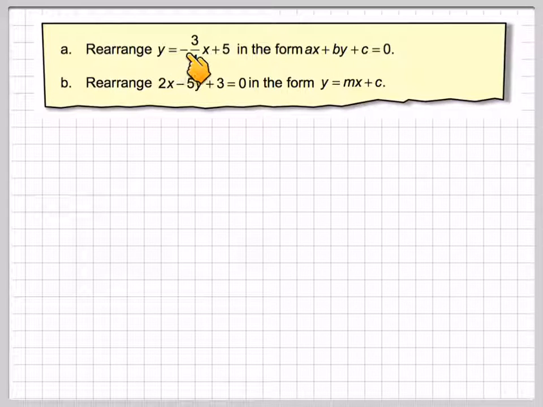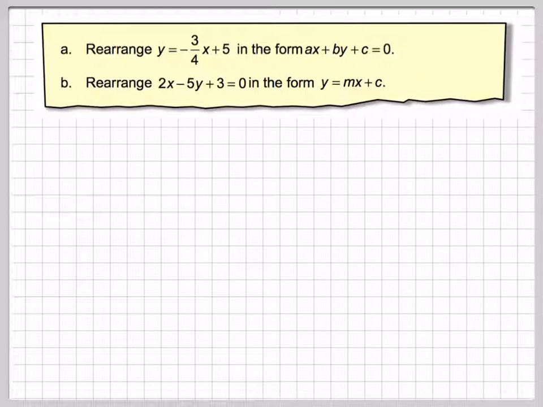Rearrange y is equal to minus 3 over 4x plus 5 in the form ax plus by plus c is equal to 0, and b, rearrange 2x minus 5y plus 3 is equal to 0 in the form y is equal to mx plus c. It's important before we begin to realise what this actually is.